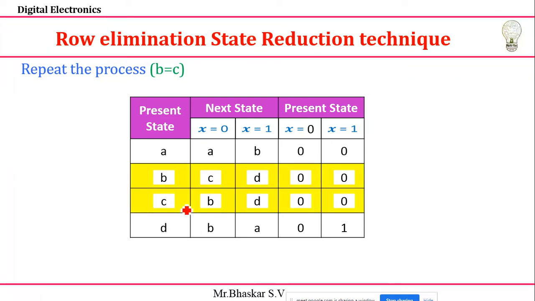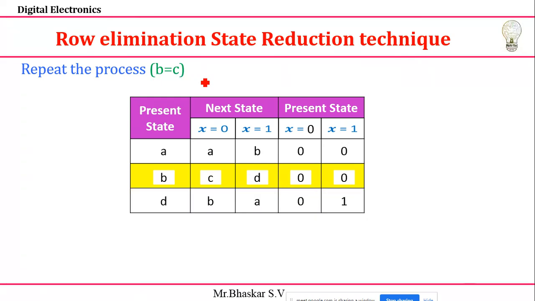By making B equal to C, in this case I am keeping my B state and eliminating my C state. Then you remove the third row. The remaining thing is B C D 0 0. In the next state, C is my eliminated state and B is the retained state. The rule says you need to replace the eliminated state by the retained one. Wherever you have a C, you need to replace C by B. So you have a C here, and I'm going to replace C by B.